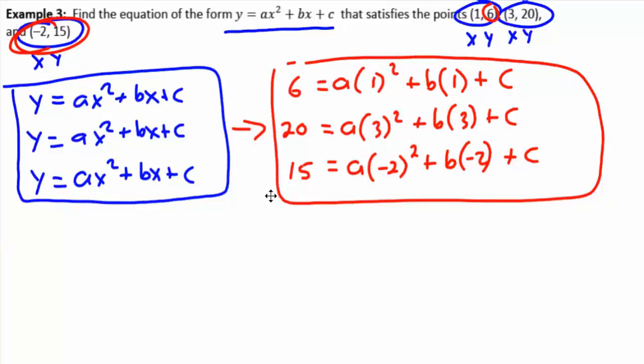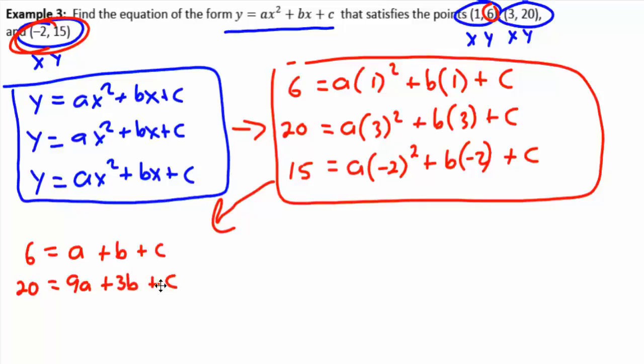All right, we're going to have 6 equals a plus b plus c. 20 equals 9a plus 3b plus c. And then 15 equals 4a minus 2b plus c.